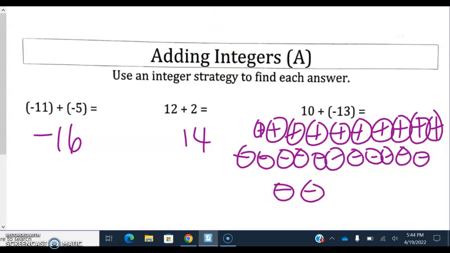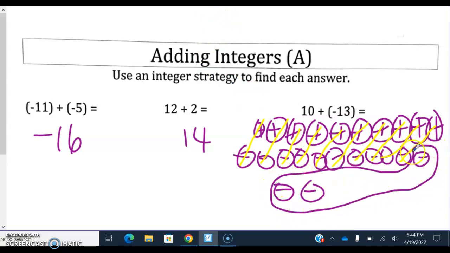And then I want to mark them out, the 0 pairs. So let's mark them out. 1, 2, 3, 4, 5, 6, 7, 8, 9, 10. I got 10 0 pairs, which means these leftovers right here is my answer. I've got 3 negatives left over. So my answer is -3.